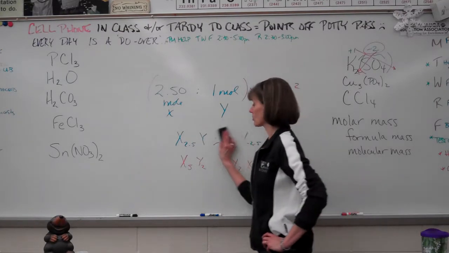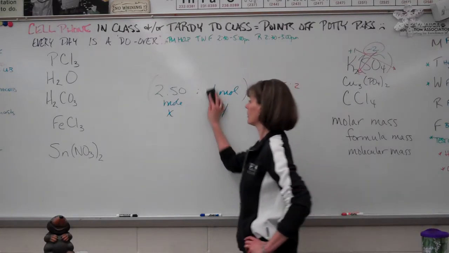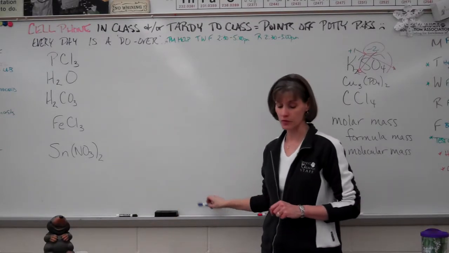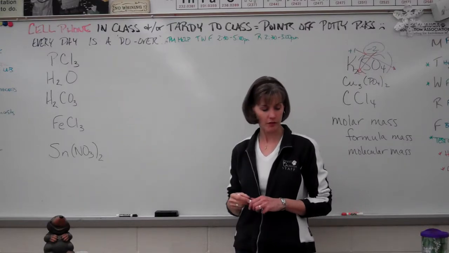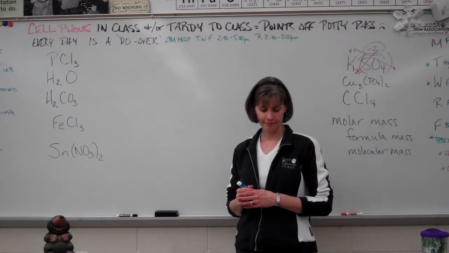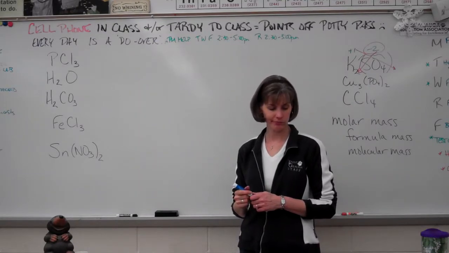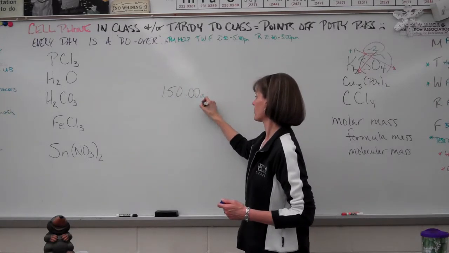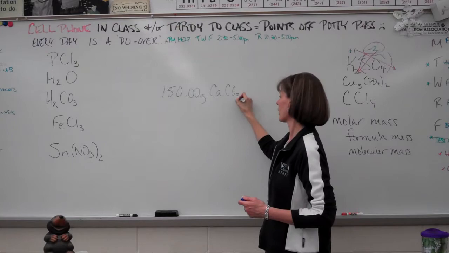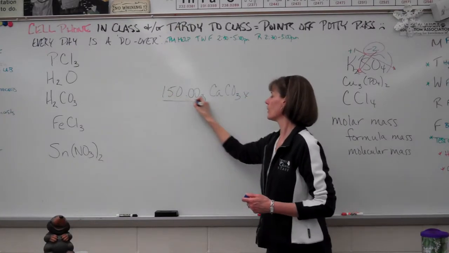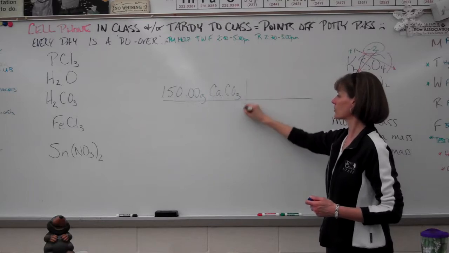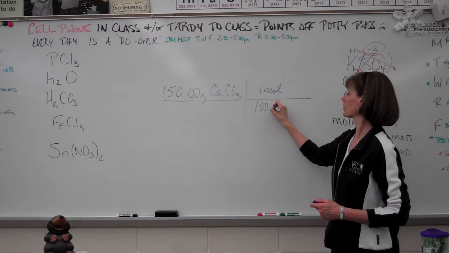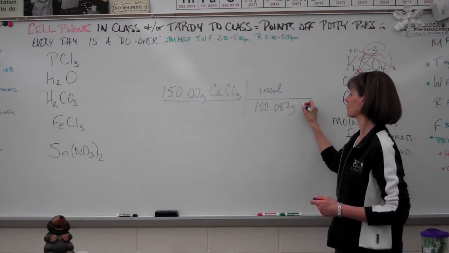You can just jump ahead and do the actual problem. This is where you're going to be using your train tracks or your factor label method to help you cancel. In the Brightstorm videos, you've seen numerous examples of these. Let's say, for example, we have 150.00 grams of calcium carbonate. Well, we know, do it this way, train tracks, that 1 mole of calcium carbonate is roughly 100.087 grams.